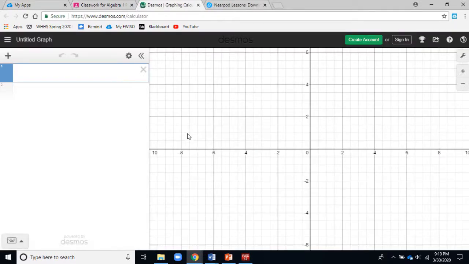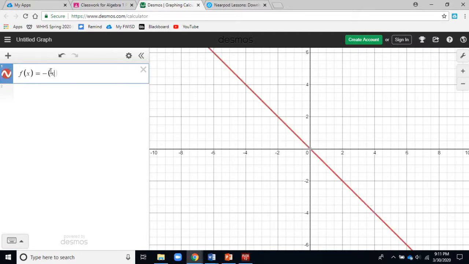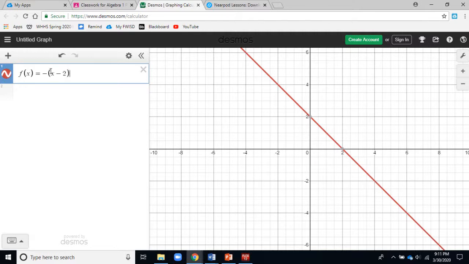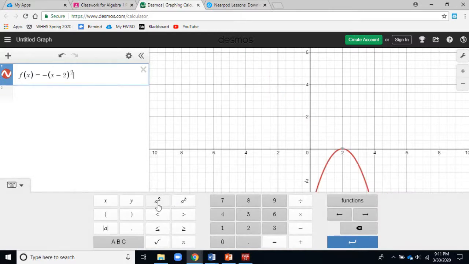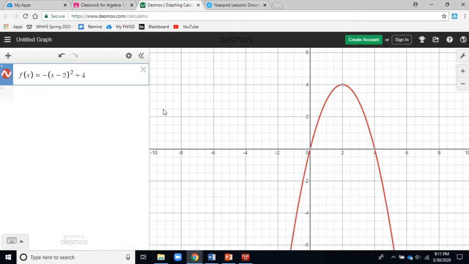And so it's going to take you to here, and here is a really cool graphing calculator, and you can type in the equation. So I'm going to type in f of x equals negative x minus 2, and look, it's graphing it for you as we type. And then to get squared, if you click on this little keypad here, you can click the squared button, and then let's change it to plus 4. Okay, so I changed my equation to plus 4. So now it graphs it for me, and it even tells you what the ordered pairs are for these points.